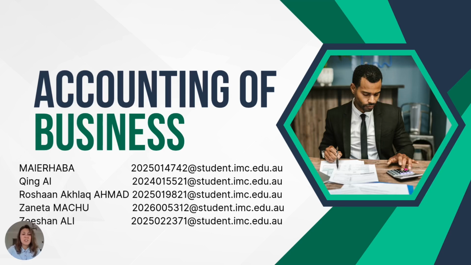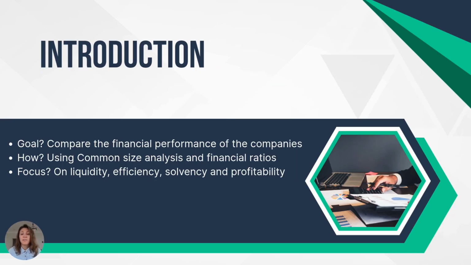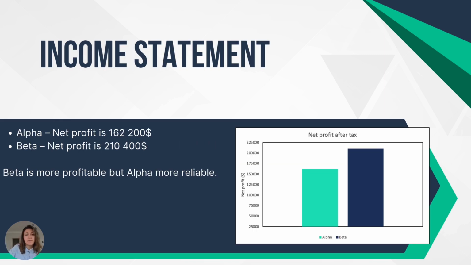Hello everyone, my name is Janeta Mahu and I will be presenting the group assignment in the subject Accounting of Business. In this project, we're going to focus on two companies, Alpha and Beta, and we will be presenting the financial performances of these two companies by using the accounting techniques, which are common size analysis and financial ratios. And we will be focusing on liquidity, efficiency, solvency, and profitability.